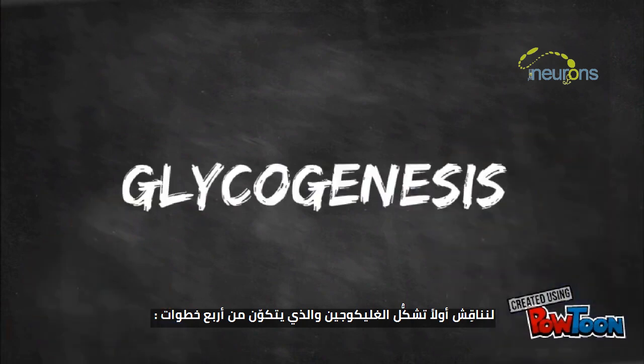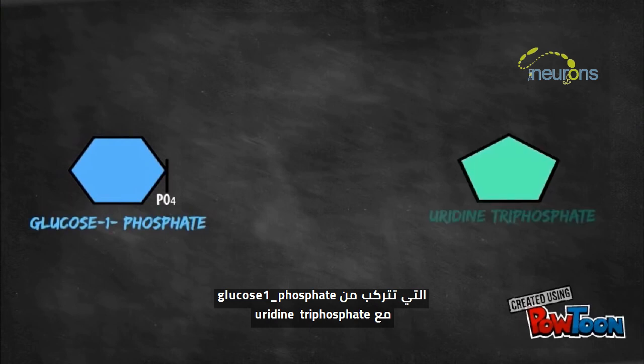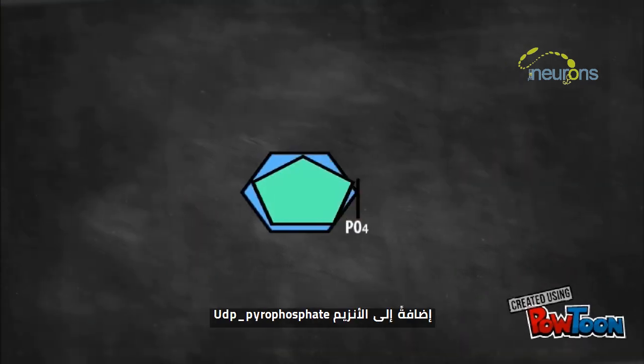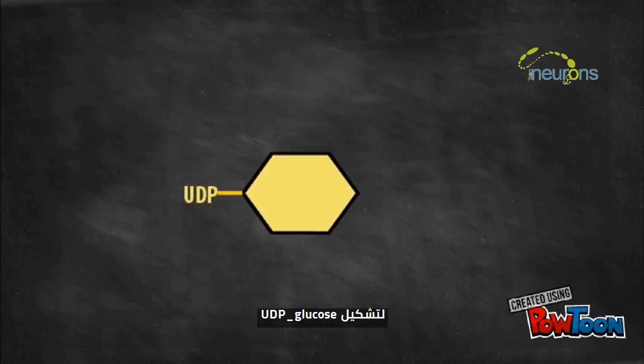Let's first discuss glycogenesis, which is composed of 4 steps. Step 1. The synthesis of uridine diphosphate glucose. It is synthesized from glucose 1-phosphate and uridine triphosphate acted upon by the enzyme UDP glucose pyrophosphorylase, forming now your uridine diphosphate glucose.